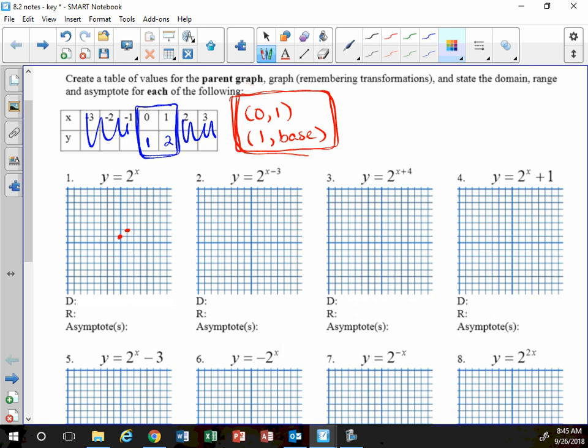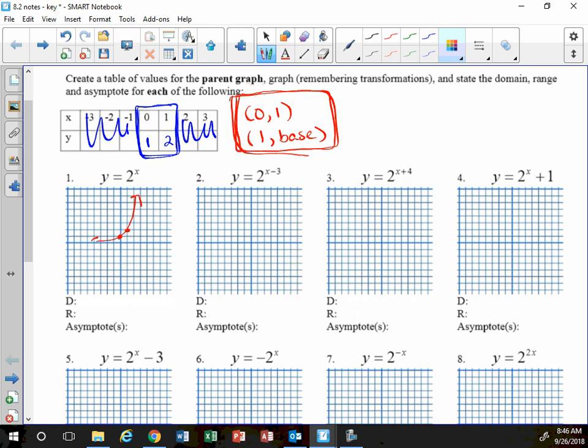All right, do you remember the general shape of an exponential graph? Like, what does it do? Yeah, I always see a lot of hands. Yeah, it goes that way, right? Exponential growth. Okay. So I'm going to sketch in my shape here.